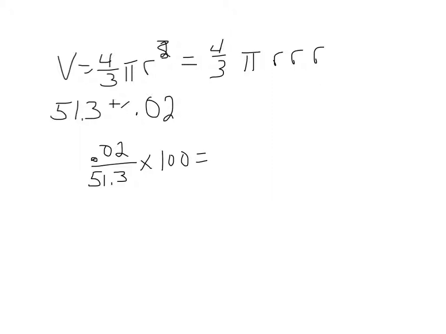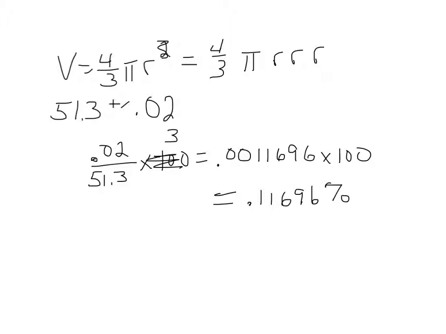Okay, let's multiply it by 3 now. So 0.00... 11696. Okay, so this is the decimal value of the relative uncertainty. Now, to get the actual relative uncertainty, we simply have to convert this into a percentage. So we're going to multiply by 100, which gives us 0.11696%, or we can just round that up to 0.12%. So this is our relative uncertainty for this particular problem.